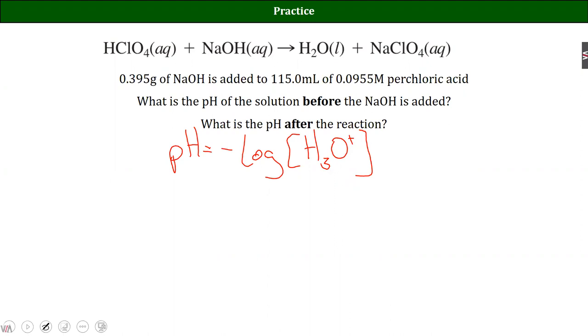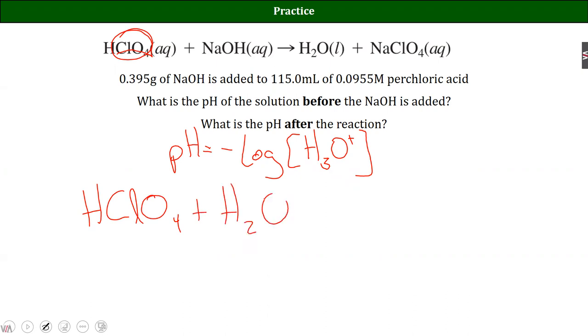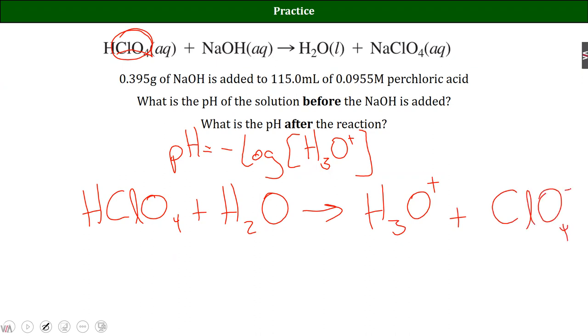Yeah, if it's a strong acid, that means when you put it in water, 100% of it splits up into hydronium, H3O plus, and whatever the conjugate base is. So in this case, there's our conjugate base. When you put perchloric acid, or any strong acid, in water, it immediately splits up into H3O plus and whatever the conjugate base is.